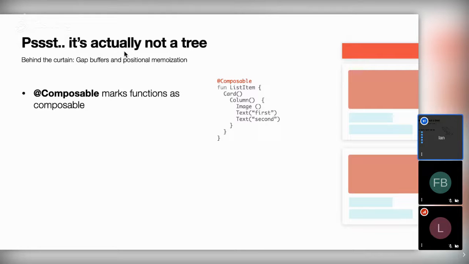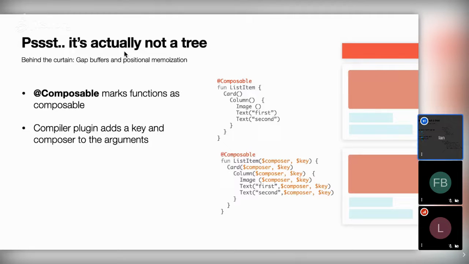So we have a composable function. Each composable function has an annotation. An annotation marks them for the compiler plugin. So it's not an annotation processor, because annotation processors can't modify code and can't do the magic that Compose does. So it marks them for the compiler plugin. The compiler plugin then adds a key and the composer context to the arguments of that function. And then each of those functions has its own key, which is generated by looking at its position in the source code and the hash of its position in the source code.